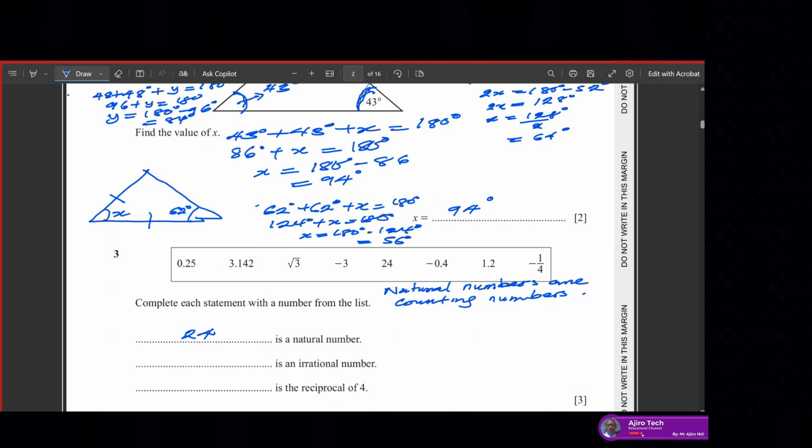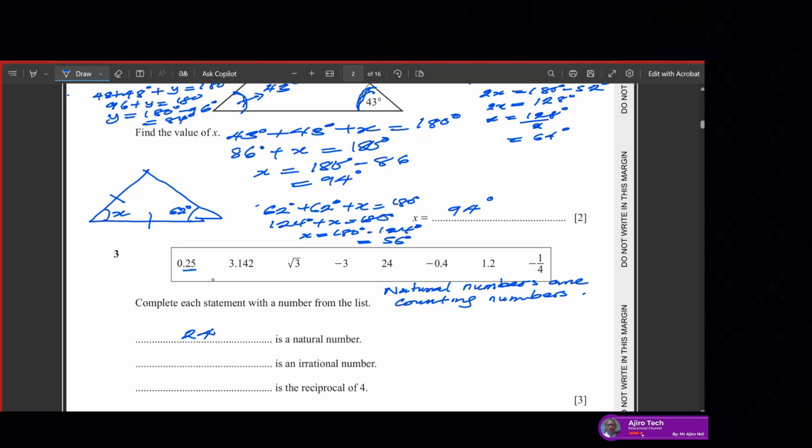Now, they said dash is an irrational number. Can you tell us the one that is irrational number there? 1.2. No. Not 1.2. -3. No, -3. Let me explain what irrational number is. When the decimal part of the number does not end, we are going to say that it is irrational.